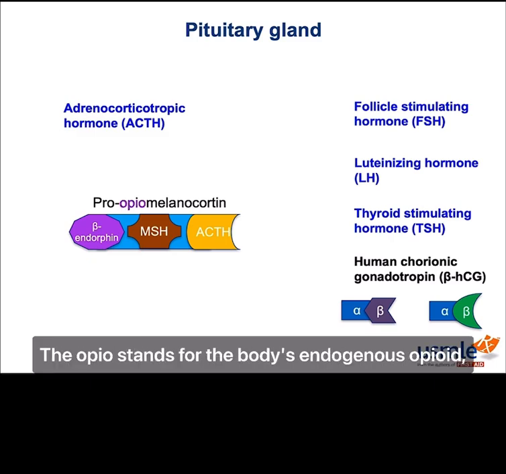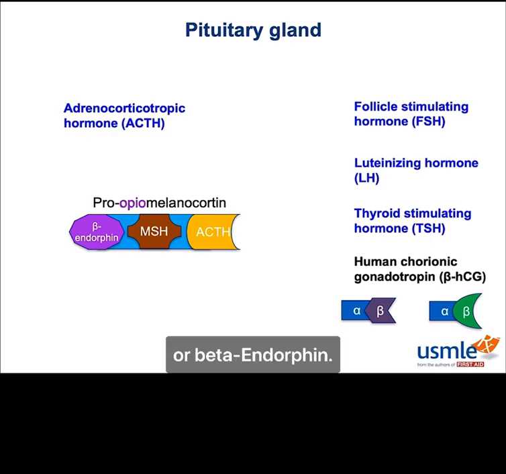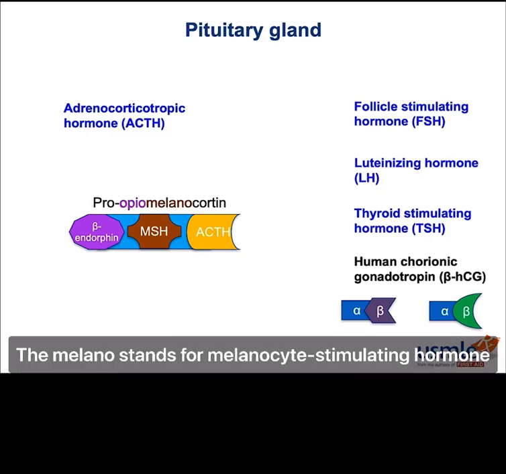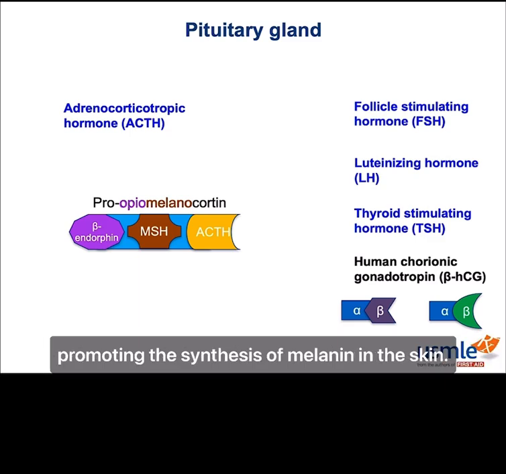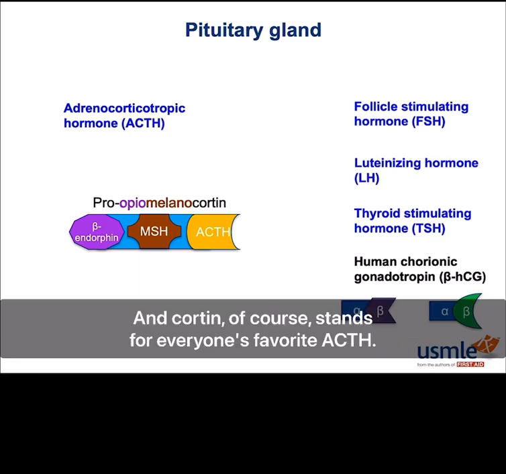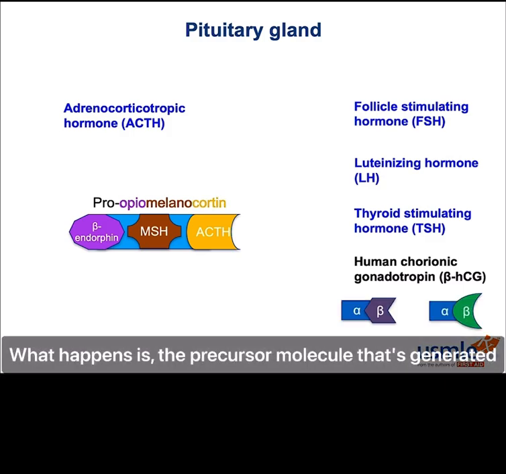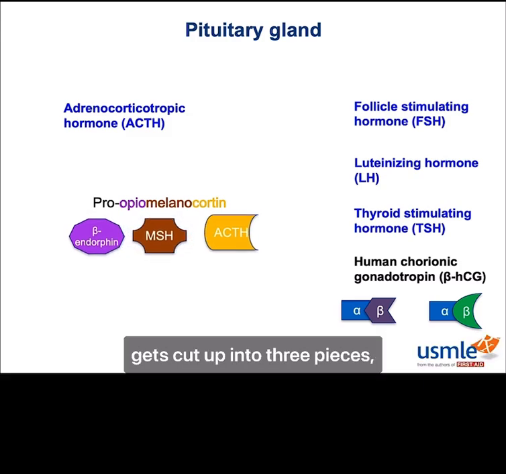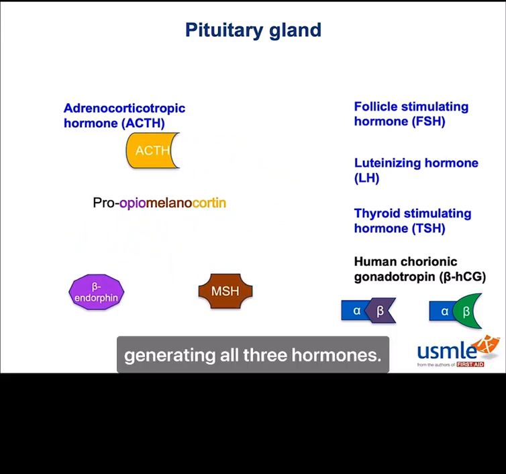The opio stands for the body's endogenous opioid, or beta-endorphin. The melano stands for melanocyte-stimulating hormone, promoting the synthesis of melanin in the skin. And cortin, of course, stands for everyone's favorite ACTH. What happens is the precursor molecule that's generated gets cut up into 3 pieces, generating all 3 hormones.